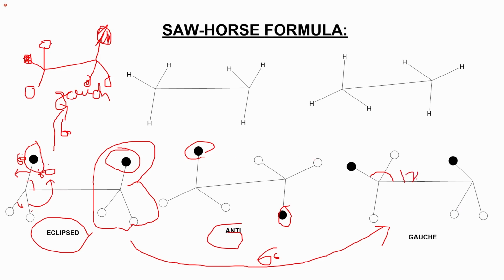Why 120-degree? Already 60-degree was present here, but again you are rotating 60-degree. Then you are getting a total of 120-degree. So this is a gauche. So that's why in the gauche conformer, you will have a 120-degree bond angle.